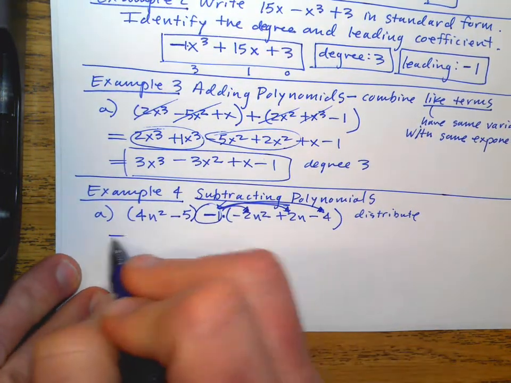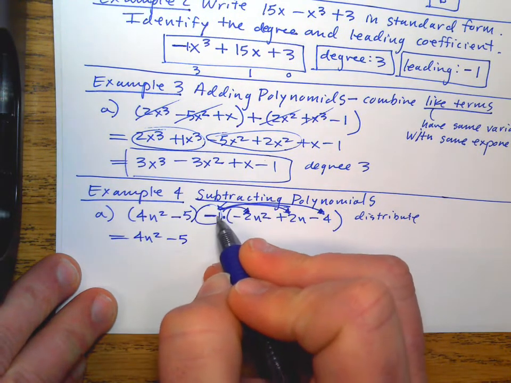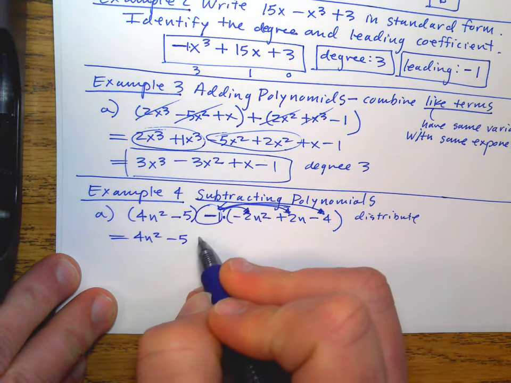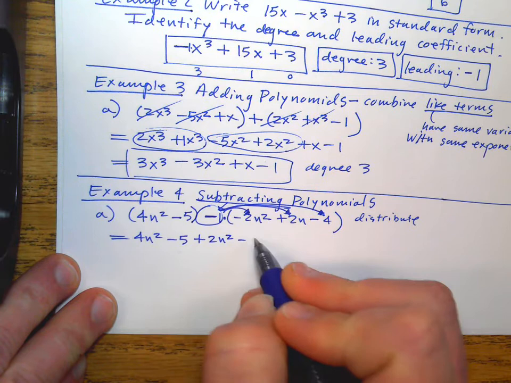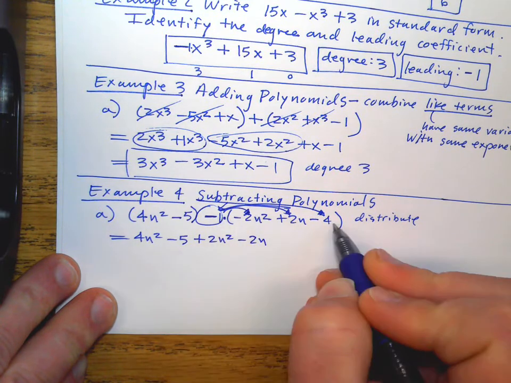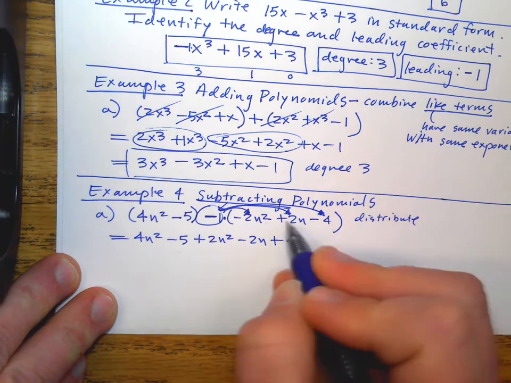So the first thing I'm going to do is rewrite this without parentheses. 4n squared minus 5 stays the same. Negative 1 times minus 2n squared is positive 2n squared. Negative 1 times 2n is minus 2n. Negative 1 times negative 4 is positive 4. So you're really just flipping the signs of everything inside there.